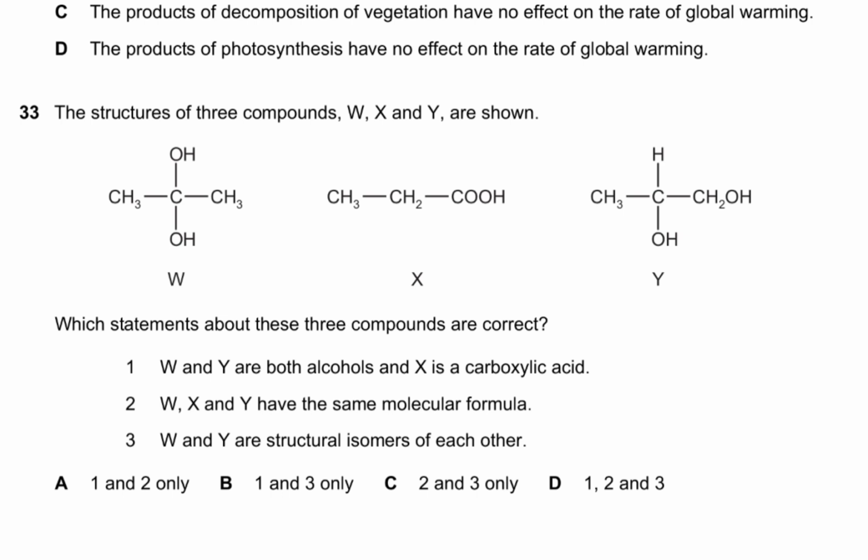W and Y are structural isomers of each other. Yes, W and Y are structural isomers. We can clearly see we have two hydroxyl groups and they are just situated at different places, and the hydrogen switched to the other place. So yes, first and 3 are correct options. B is the correct one.